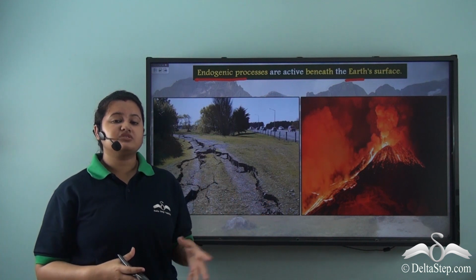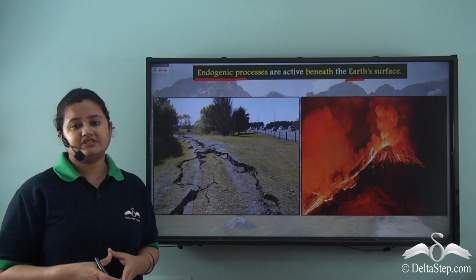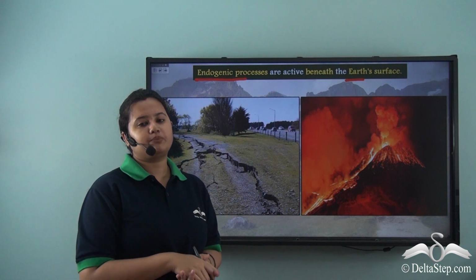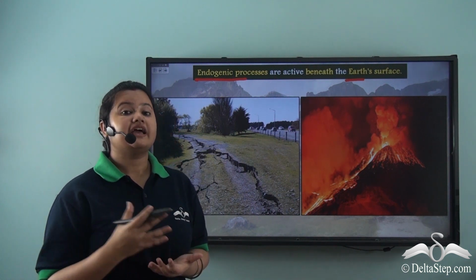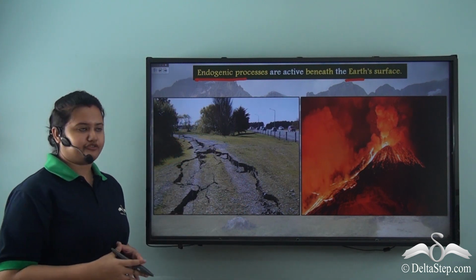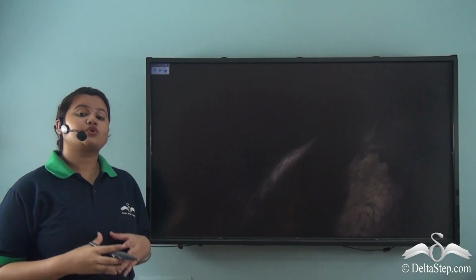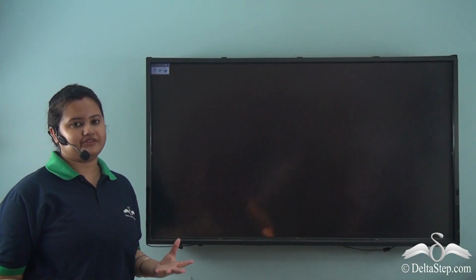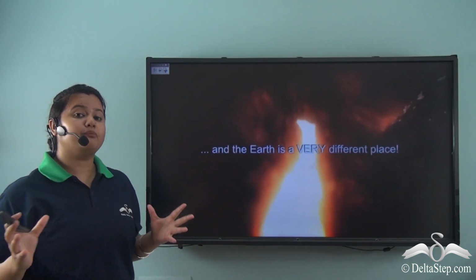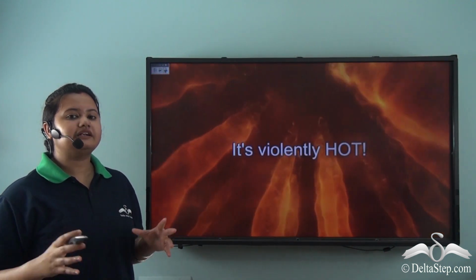Earthquakes and volcanoes are examples of endogenic processes, and endogenic processes act beneath the Earth's surface. Therefore, unlike the exogenic processes, endogenic processes cannot be observed by us as they act below the Earth's surface. We know the Earth's interior is quite different from its exterior appearance. The Earth's core, which is present in the innermost part of the Earth, is a ball of burning rocks. And the Earth's crust is also divided into several tectonic plates.